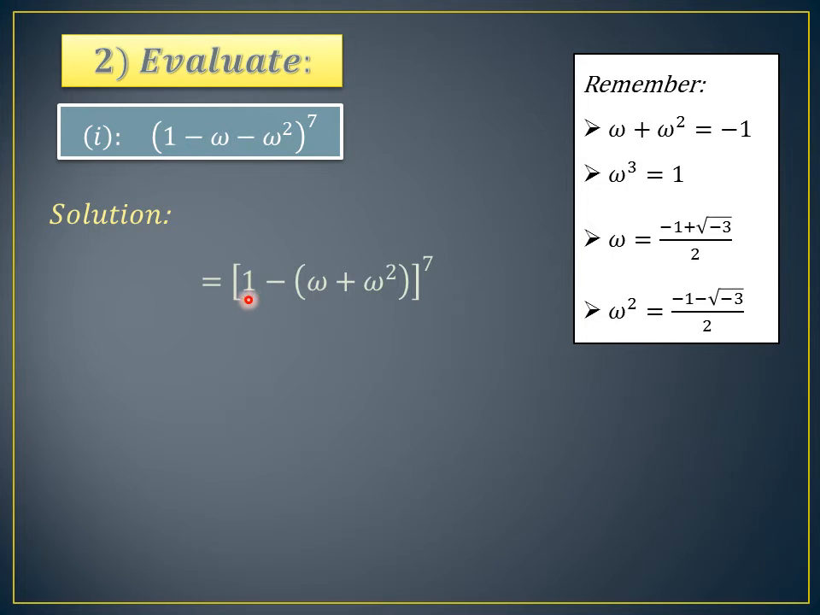We can write it like 1 minus, and then bracket, omega plus omega square, because this minus sign will change the sign of omega square. So it will become omega plus omega square and the power of 7 will remain the same. So we can replace this omega plus omega square with its value, which is minus 1. It will be (1 minus into minus 1) whole power 7. Minus into minus 1 will become plus 1. 1 plus 1 will be 2, and taking the power of 2 as 7, we will get the answer 128.